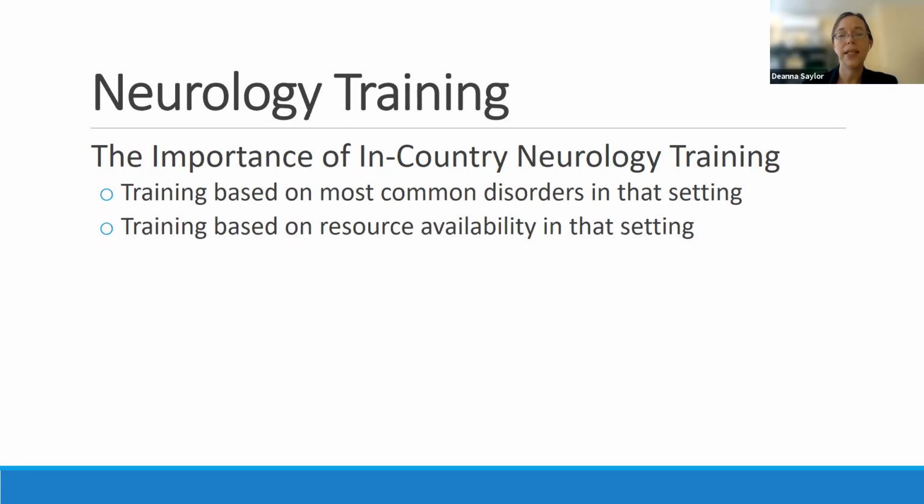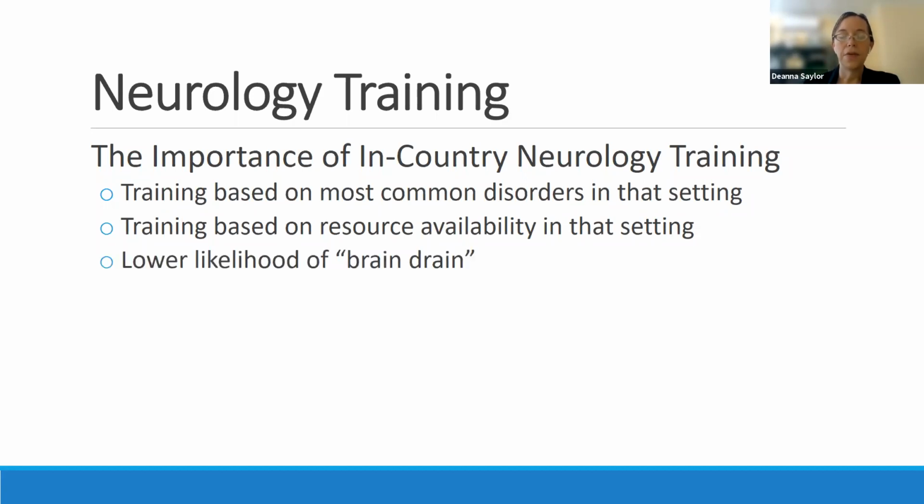In addition, it means that they're training within the resource constraints that are occurring in that setting. So obviously the resources that we have at a place like Johns Hopkins to care for patients are quite different than the resources that we have at UTH. And the way we approach our clinical care is quite different. And so training people within that same environment means that they learn how to approach patients and maximize the resources that they have rather than focusing on the resources that are unavailable.